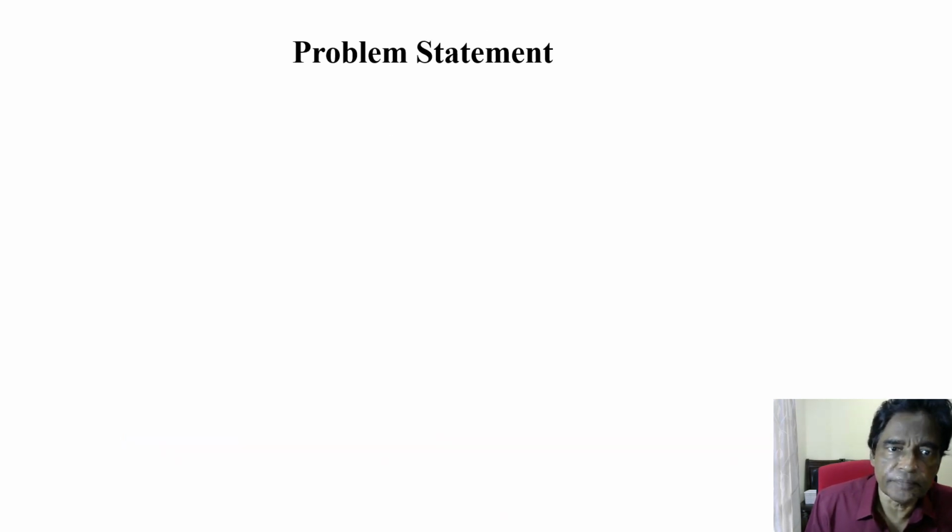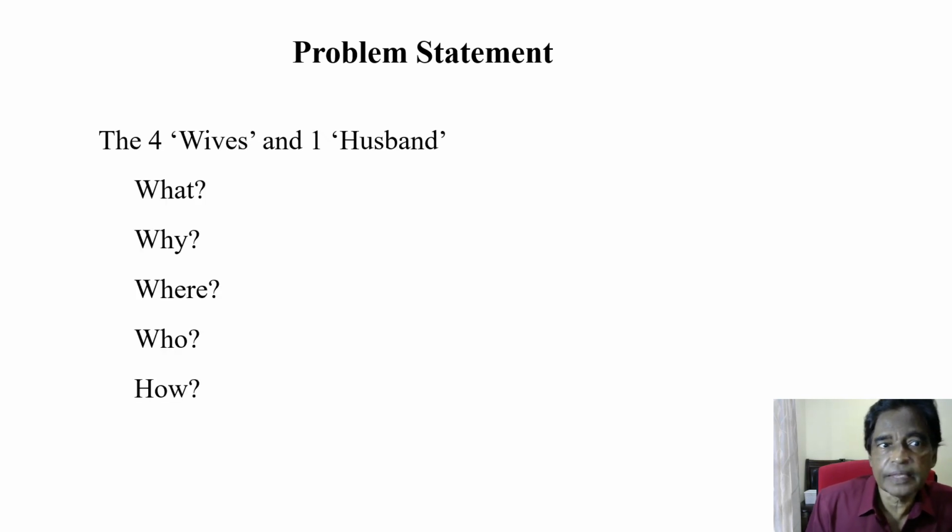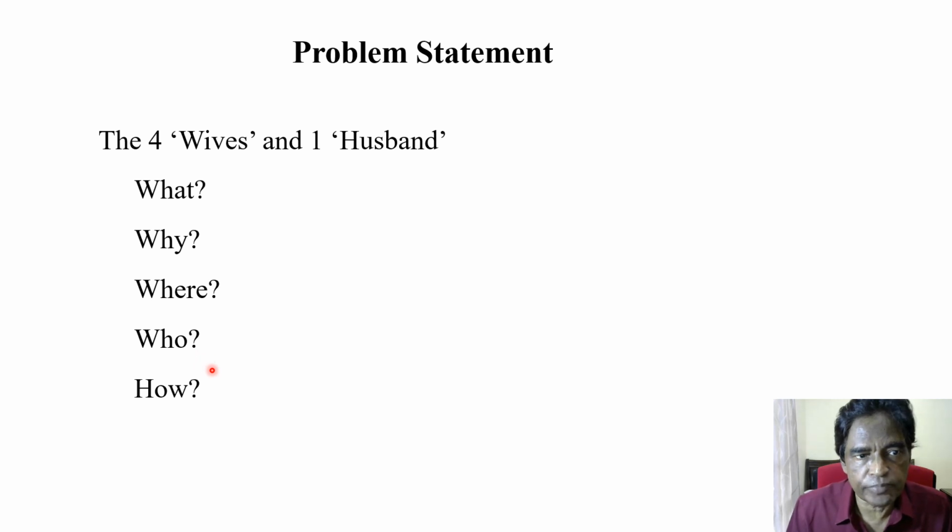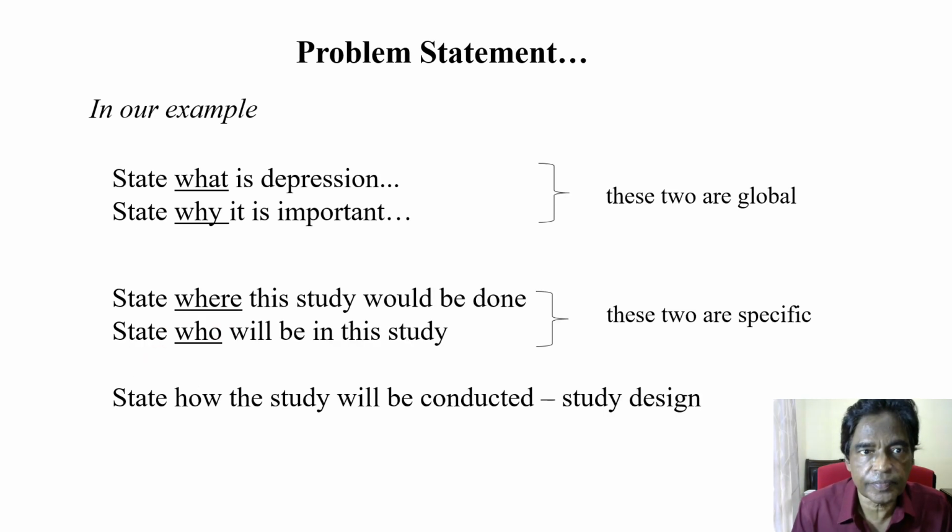Next, the problem statement. After going through all that, what's the problem? Example: dengue, KAP, cholesterol. So what's the problem? The problem statement we normally write in terms of 4 wives and 1 husband. The 4 wives are what, why, where, and who. The last one is how you're going to do the research. The first two, what and why, are very, very important. If you're a researcher, you must tell us exactly what this is and why it is important.